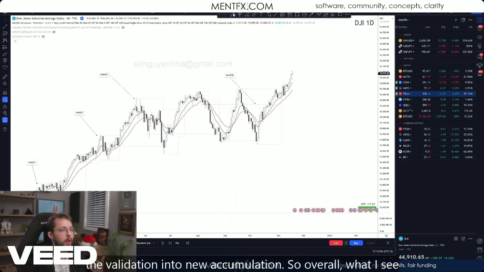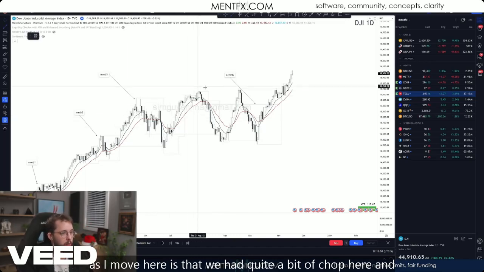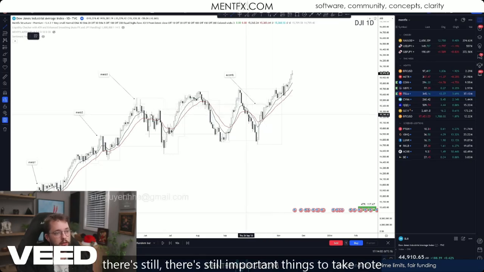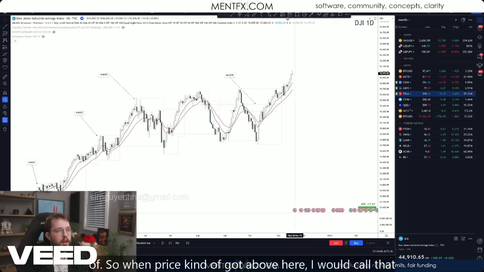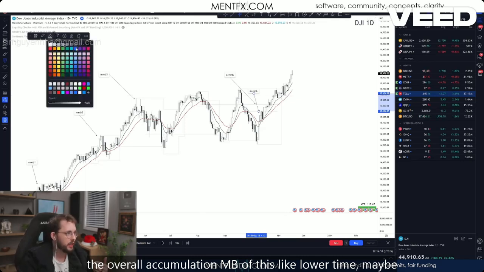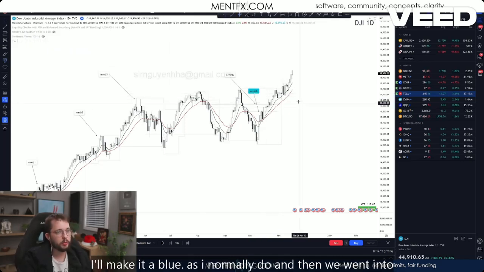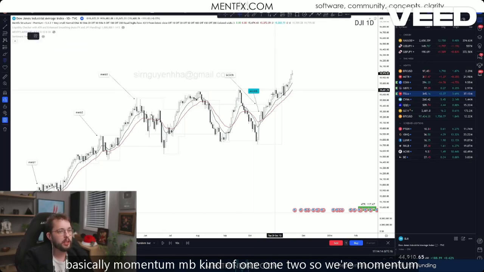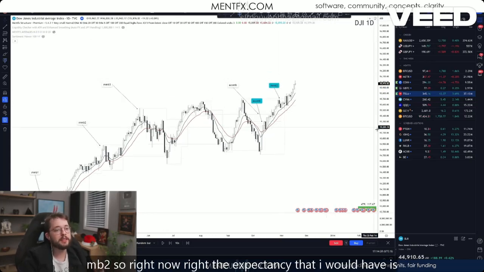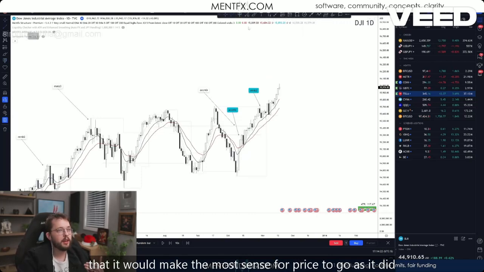So overall, what I see as I move here is that we had quite a bit of chop here, and beyond this point is where I'd probably be interested, but there's still important things to take note of. So when price kind of got above here, I would call that the overall accumulation MB of this lower time frame. I'll make it blue as I normally do. And then we went into basically momentum MB 1, 2. So we're at momentum MB2.